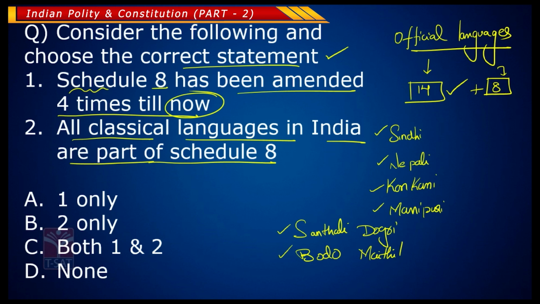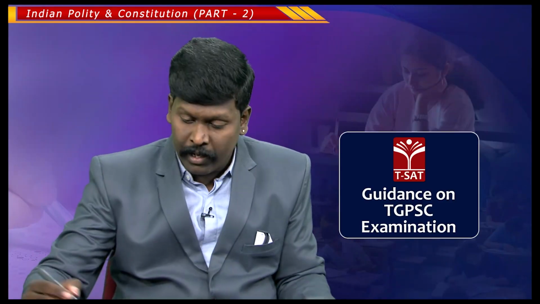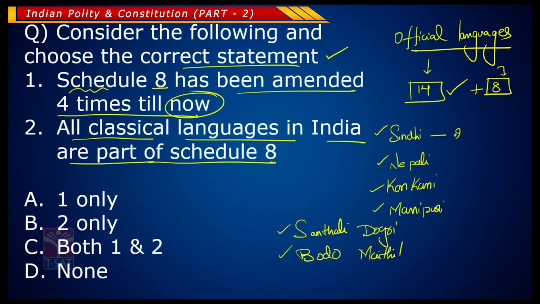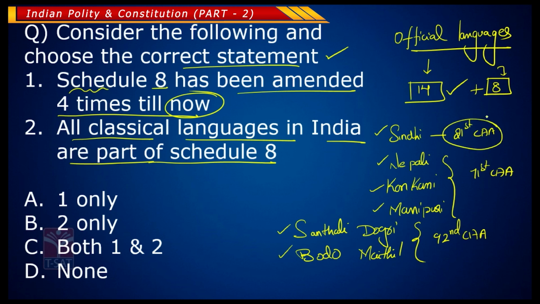How were they added? By constitutional amendment. Sindhi was added by the 21st Constitutional Amendment Act. Nepali, Konkani, Manipuri, by the 71st Constitutional Amendment Act. Dogri, Santali, Maithili and also Bodo, by the 92nd Constitutional Amendment Act. So, officially we know that Schedule 8 has been amended 1, 2 and 3 times. Now, what is the 4th time? Is this statement correct or wrong? Absolutely correct.